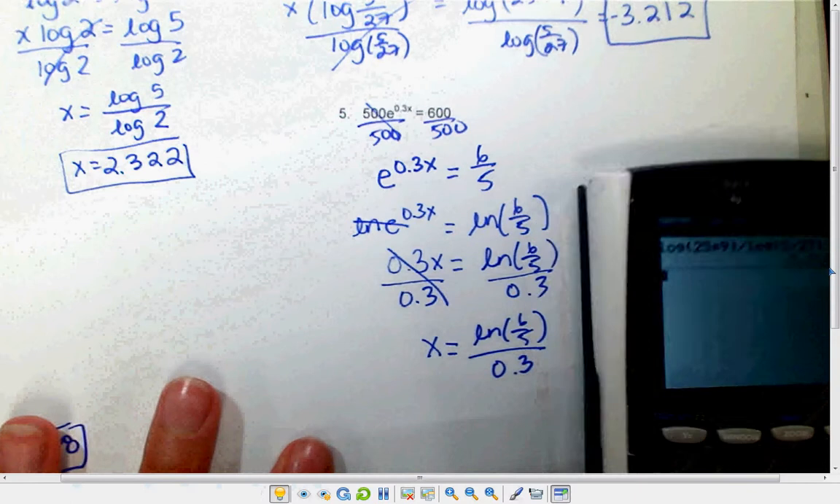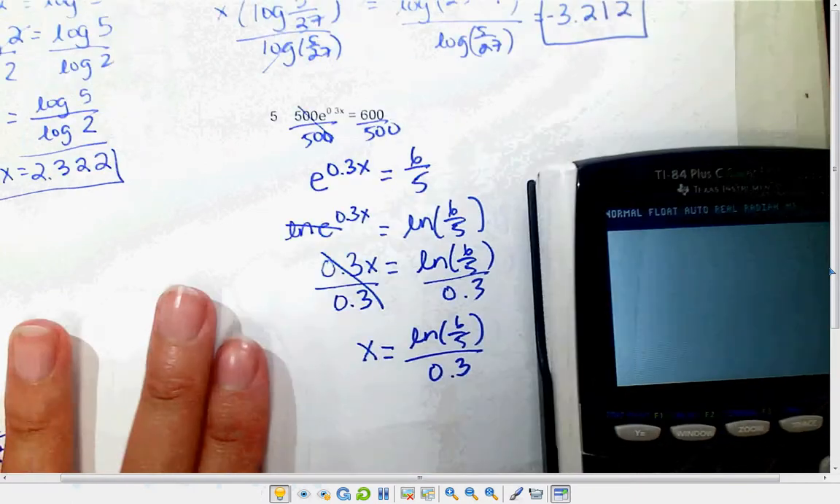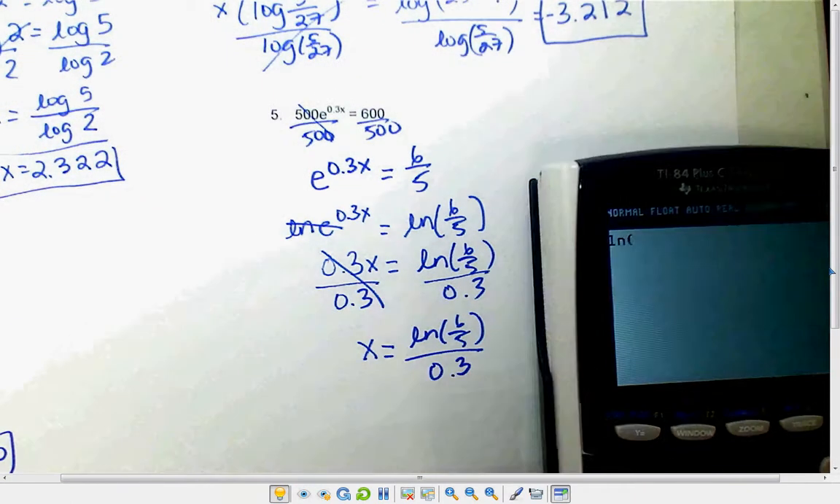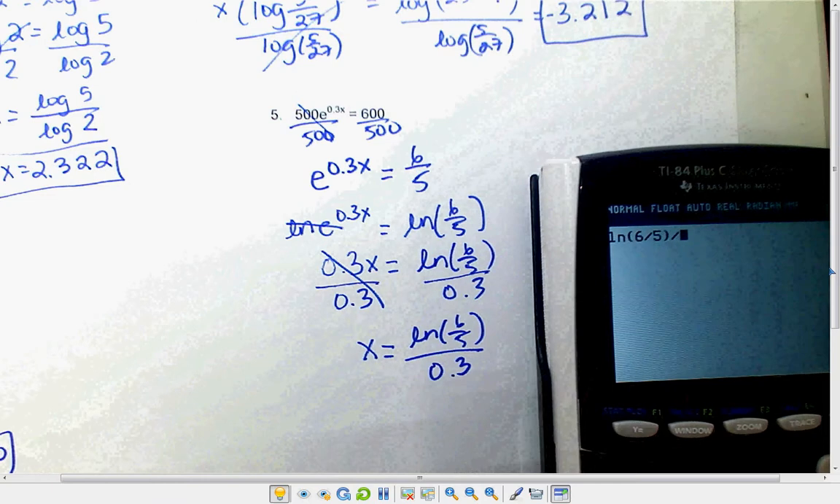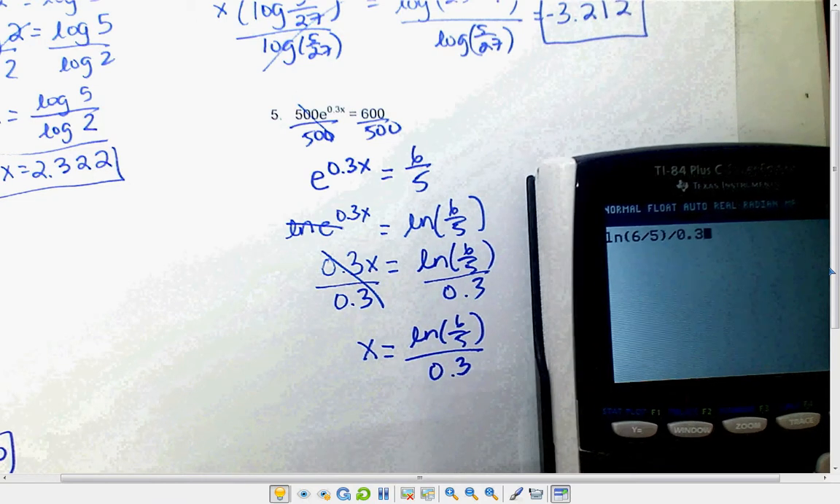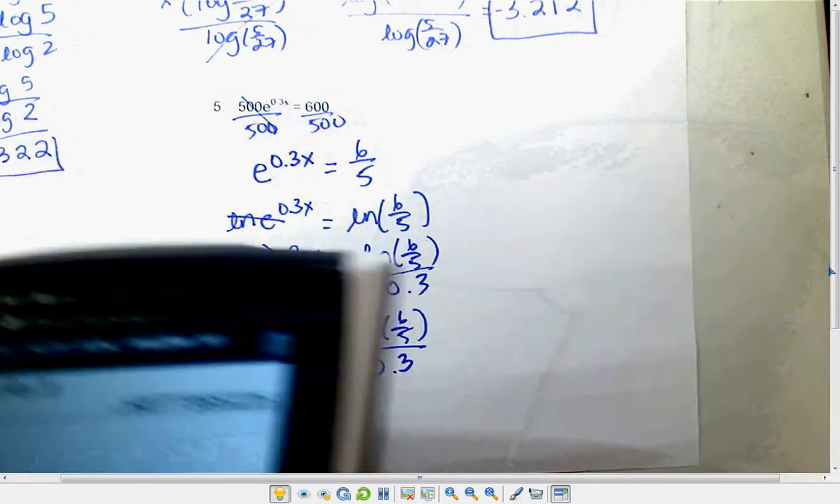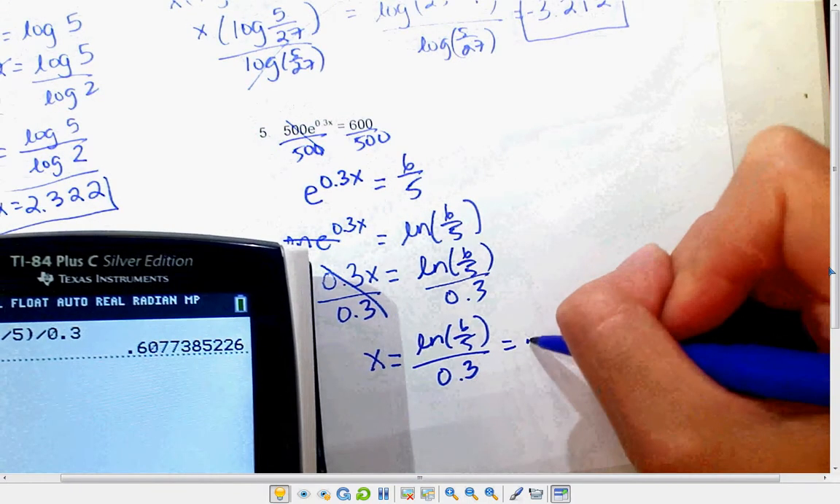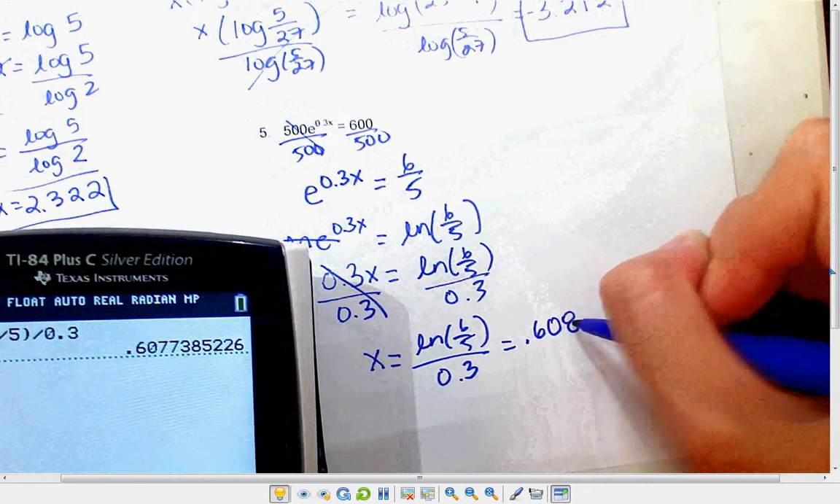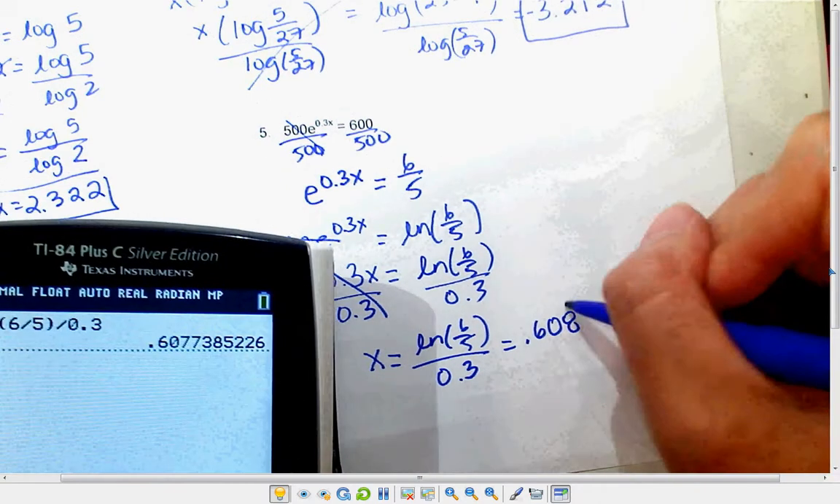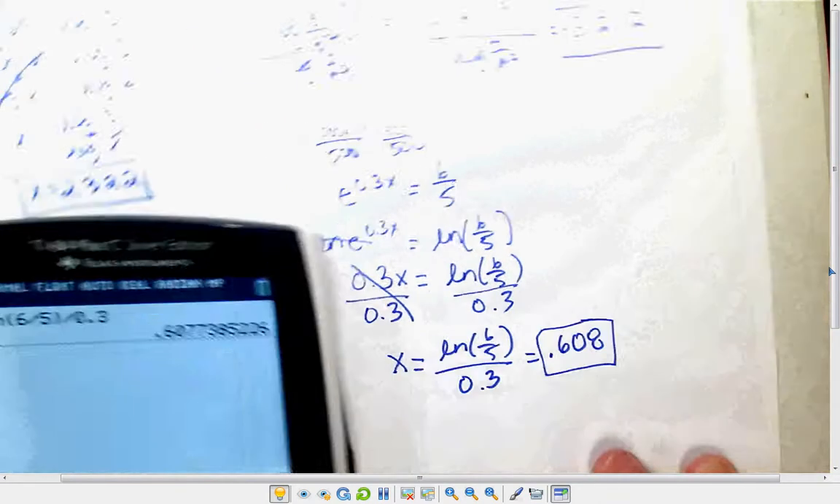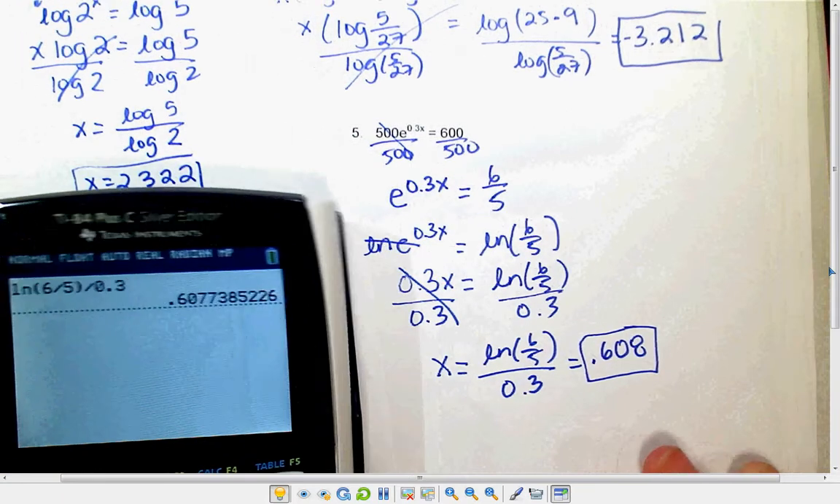And we're going to do that in our calculator. So be careful, you're putting in natural log 6 divided by 5 divided by 0.3. And that gives us our answer, which is 608. And that is my final answer for this problem.